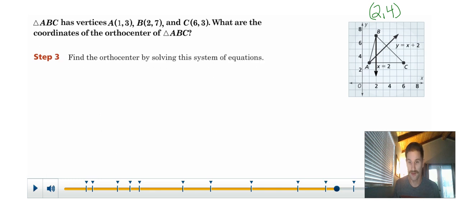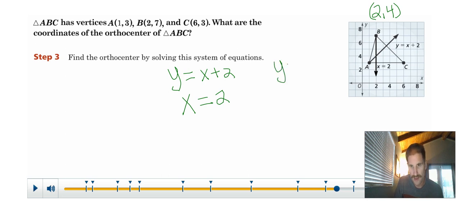And we're back. Okay, step 3. Find the orthocenter by solving this system. So I'm going to go ahead and jump in and do this one for us. So we get y equals x plus 2, and then we get x equals 2. So this is actually pretty easy. I know what x equals. We know x equals 2. So what I have to do is plug it back in. So we're going to use substitution here.